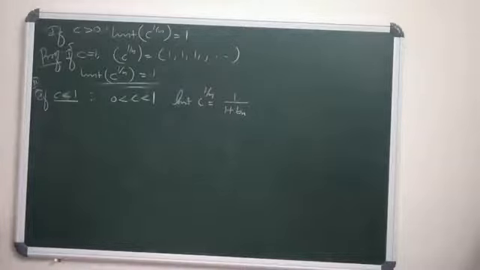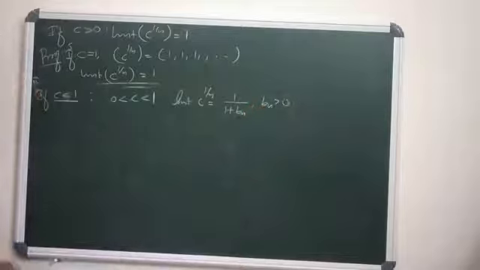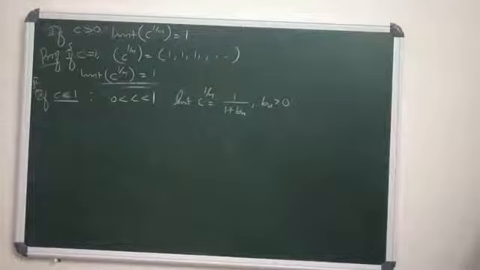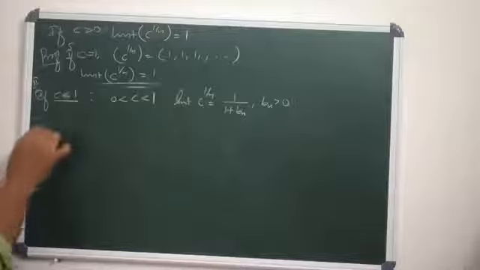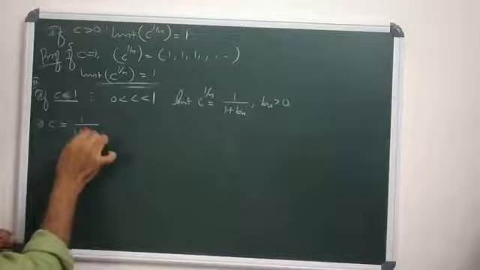1 by 1 plus bn, where bn is positive. Okay, since C lies between 0 and 1, or it is less than 1, so you can choose C power 1 by n as 1 by 1 plus bn, where bn is positive. So what is C? C equals (1 by 1 plus bn) all power n.